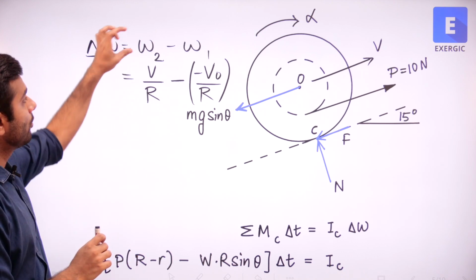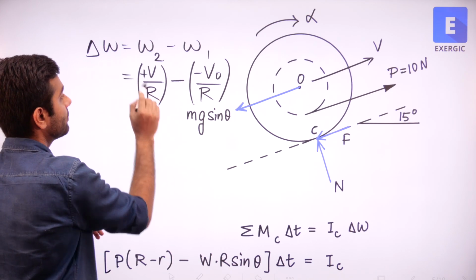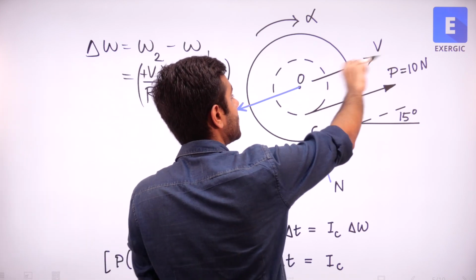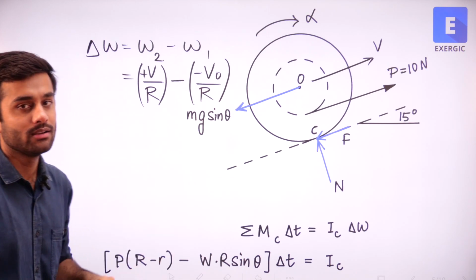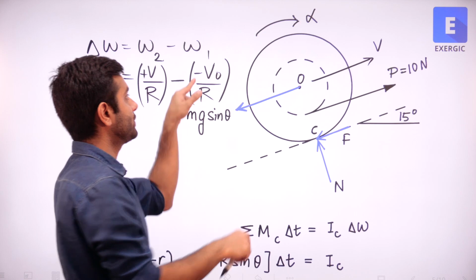So here omega 2 minus omega 1. Omega 2 here we have taken as positive because we have chosen that in this direction, clockwise, same as alpha, so positive. But this one was in the counterclockwise direction, so we chose it as negative.